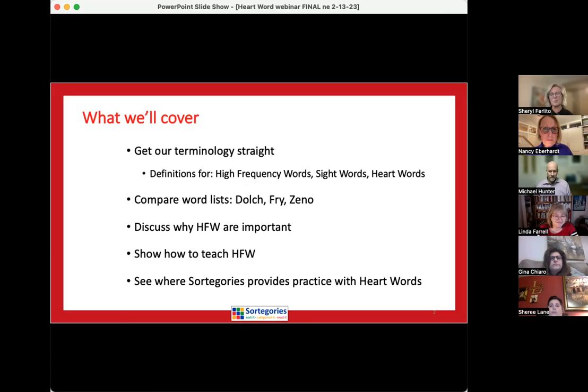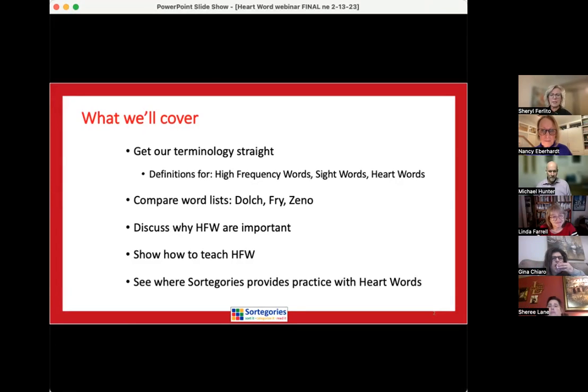So Dolch and Fry are more common. Zeno might not be as common to some of us. But why are high frequency words important? How do we teach them? And then finally, how does Sortegories provide practice for these heart words? So Linda's going to get us started and help us get our words straight. So Linda, help us understand the difference between what these words mean.